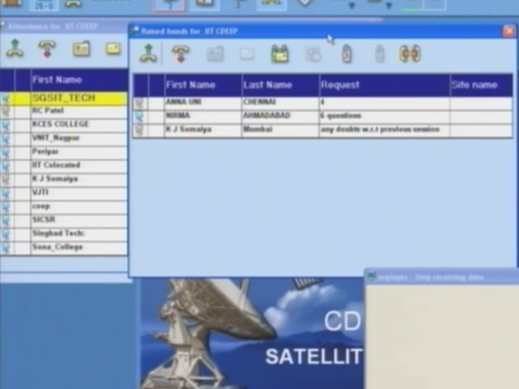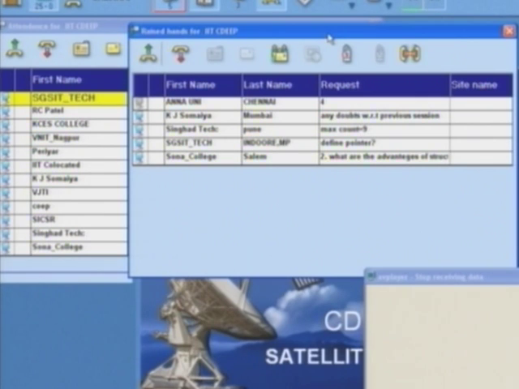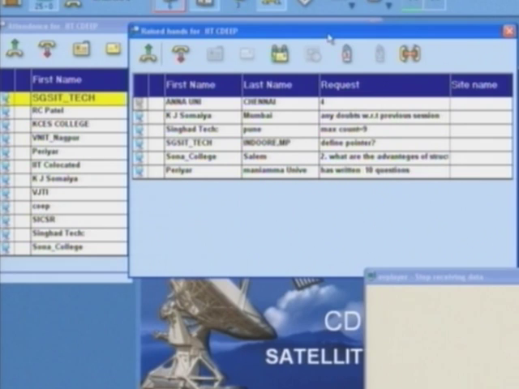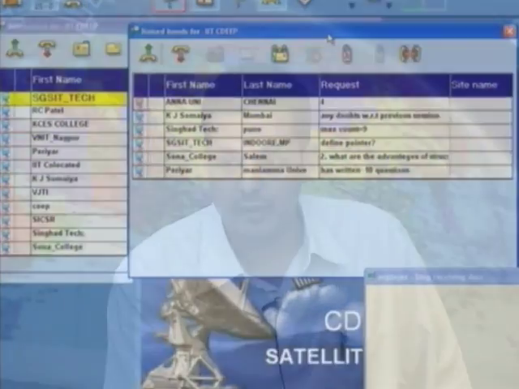There is a query from KJ Somaiya, Mumbai. Any doubts with respect to the previous session? Yes, you can write define pointers. Yes, you can write what are the advantages of structures. Singha Tech has written the maximum number of questions, 9. Periyar University, Manonmaniam University has written 10 questions. Very good, fantastic. We have all written the maximum number of questions that are possible.